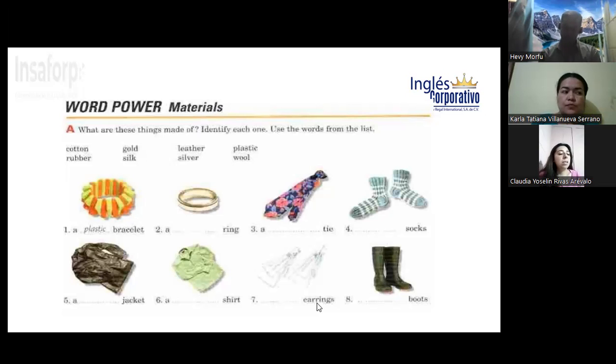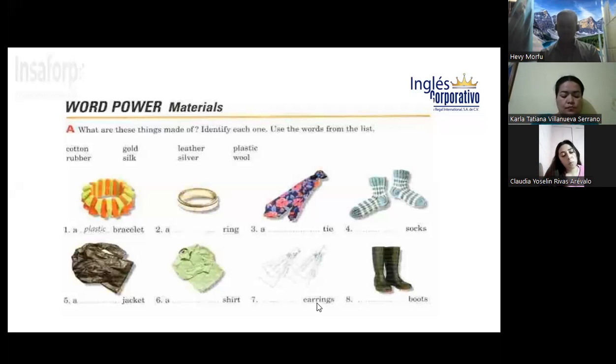Luego tenemos la número cuatro, que es socks. La número cinco, que es jacket. Y la número seis es shirt, ya que la i es suave, es soft, es shirt. Luego tenemos la siete y estas se pronuncian earrings. Son como aritos, o le llaman aretes, earrings. Y la siguiente, que es la última, que son boots.